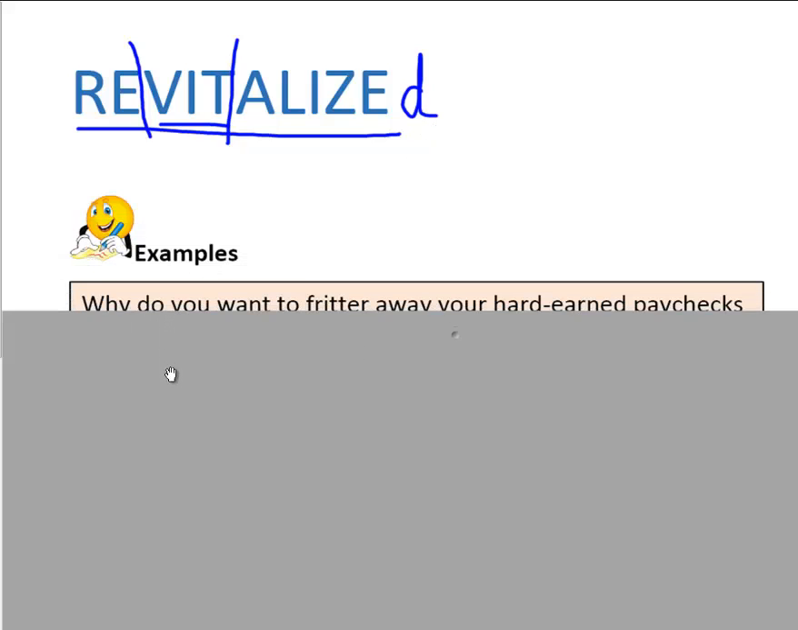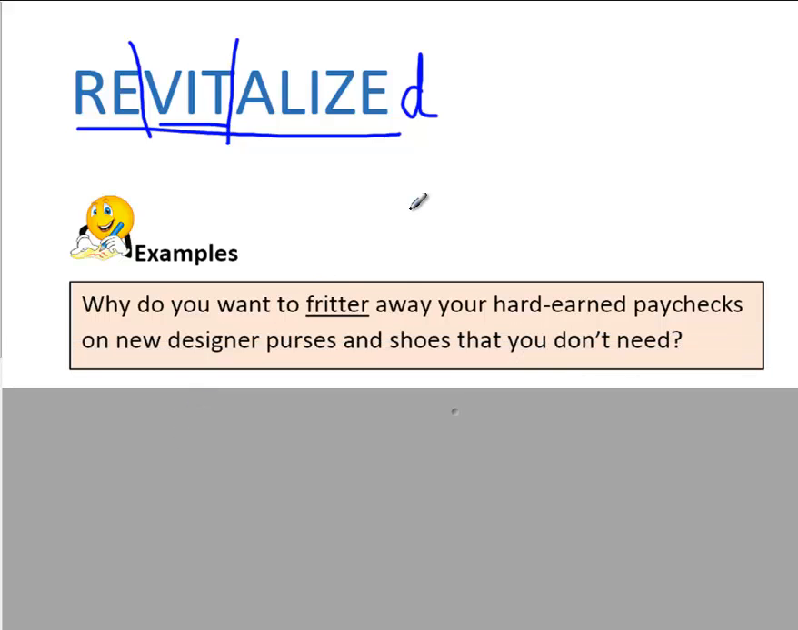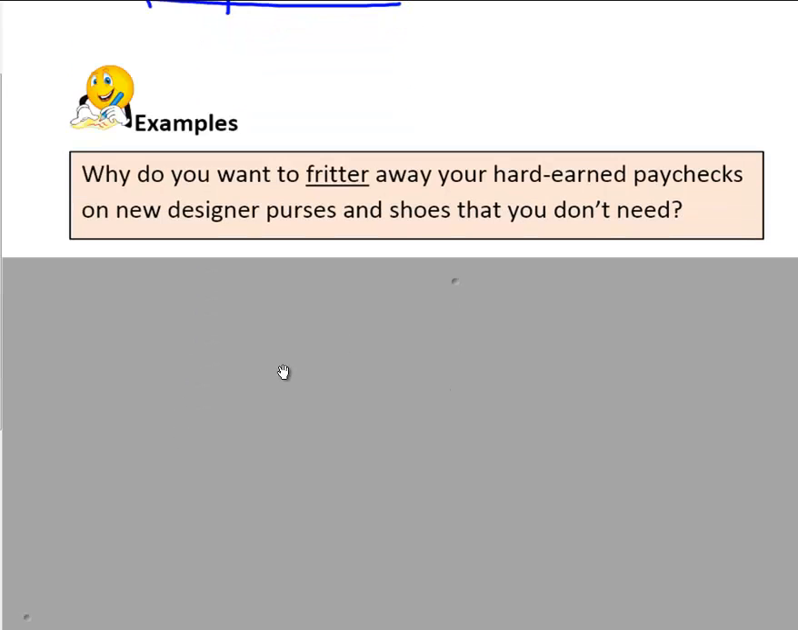Okay, let's see you put all these context clues to use. Try using context clues to figure out the meaning of each of the underlined words in the following examples. Here we have: why do you want to fritter away your hard-earned paychecks on new designer purses and shoes that you don't need? Can you use context clues to figure out what this word fritter means?